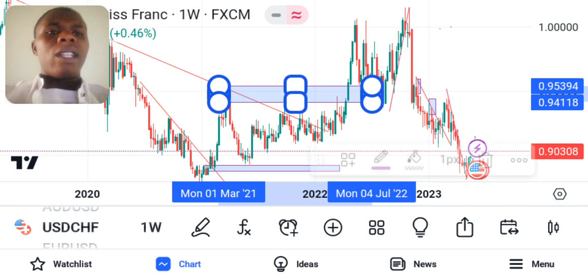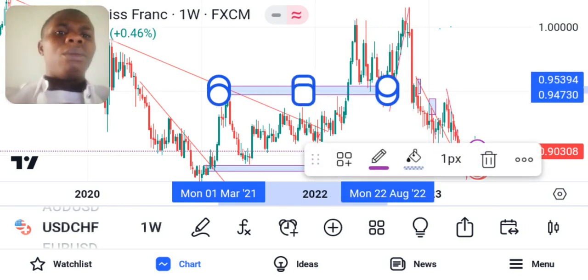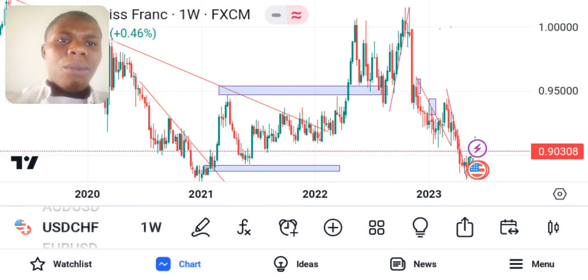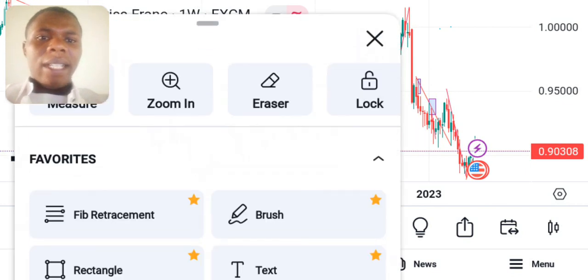Now don't forget, this high has not been taken, but there is something very important that we need to put in mind here. Let me draw a trend line here. There's something I'm seeing here.